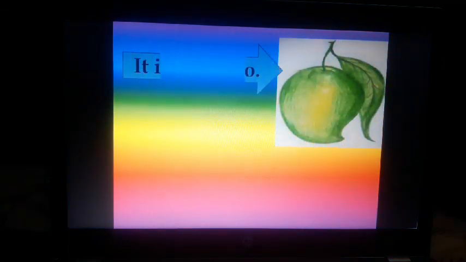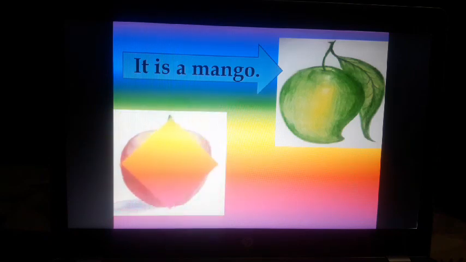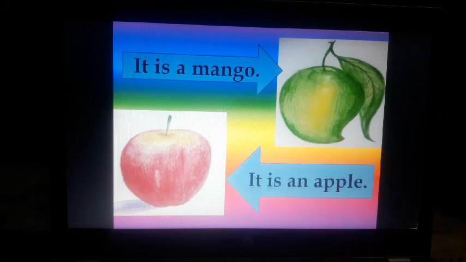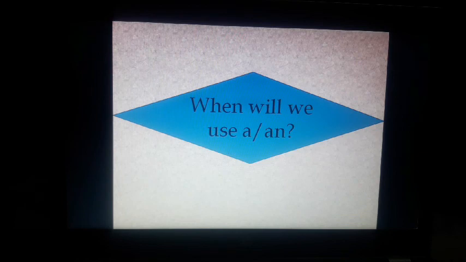Now look at the pictures once again. What do you see? It is a mango. Let's see the second picture. What is it? It is an apple. When will we use a or an in a sentence, can you guess? Let's see. When will we use a or an?